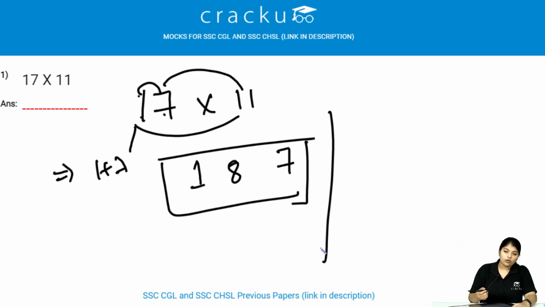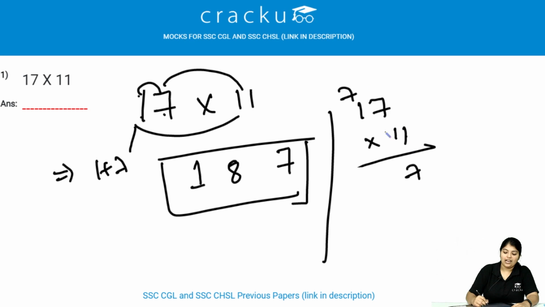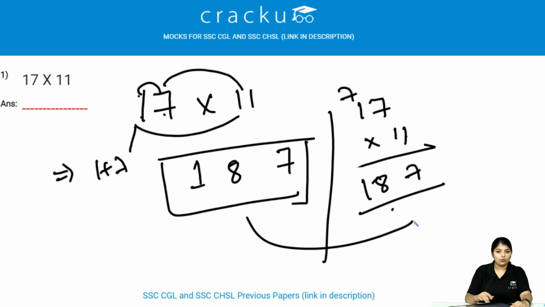And I'm going to show you the cross verification, like 17 into 11. 11 sevens is 77 and 11 ones is 11. So 11 plus 7 is 18. Therefore, the answer is 187 in both the cases. Please do learn this trick. This is very much easy and helpful for your examinations.